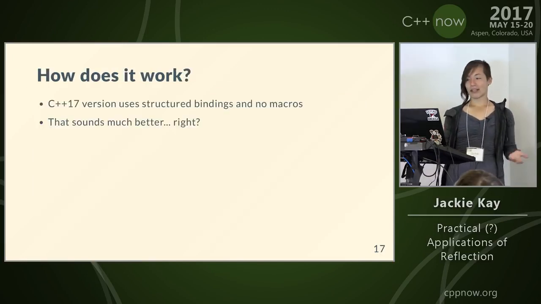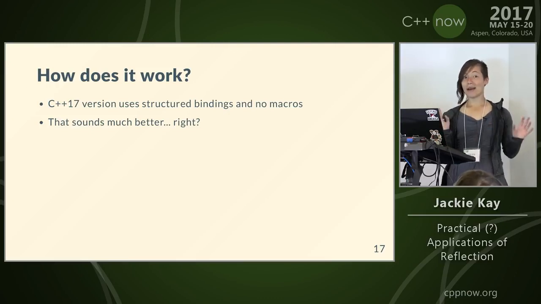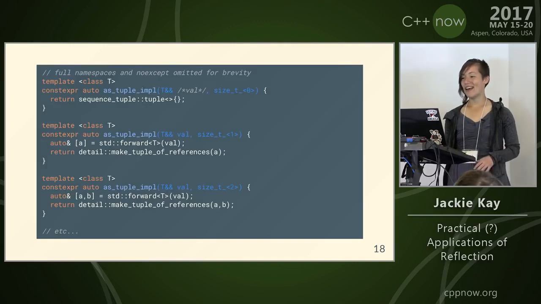And so how does it work? Well, it's kind of cool. The C++17 version of this library doesn't use any macros. No use of the preprocessor, so that sounds really great, right? Like the preprocessor is terrible, and we should get away from it. Well, I don't know about that.